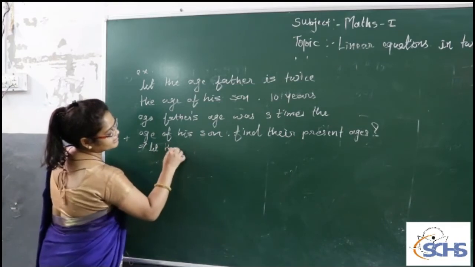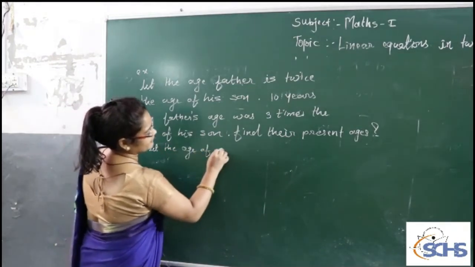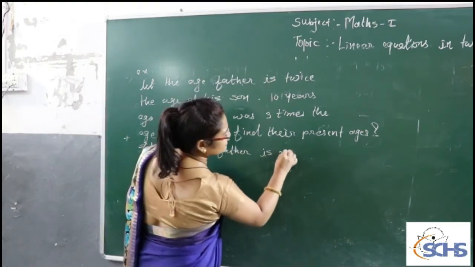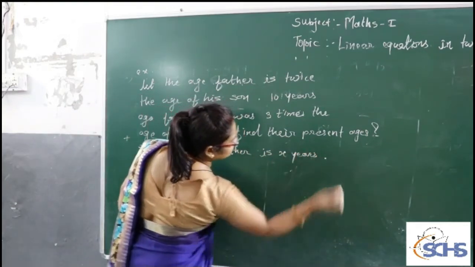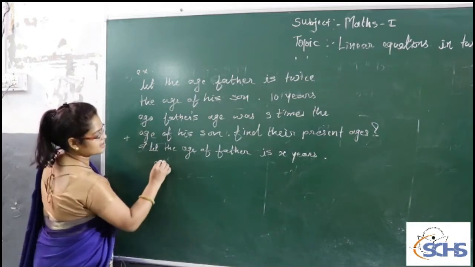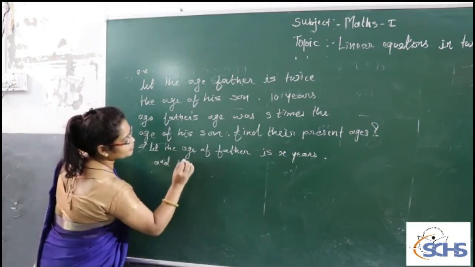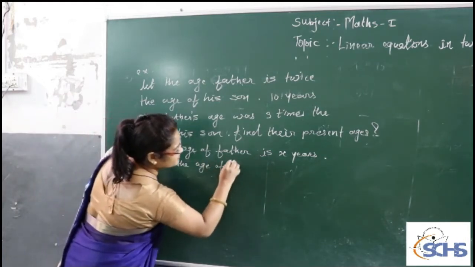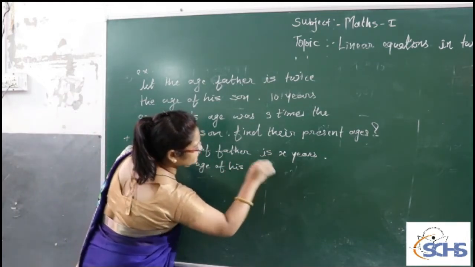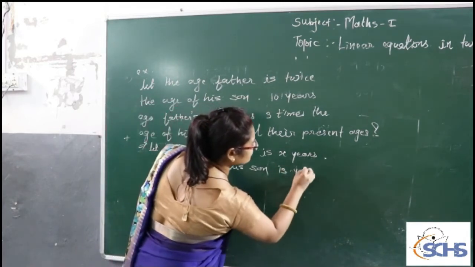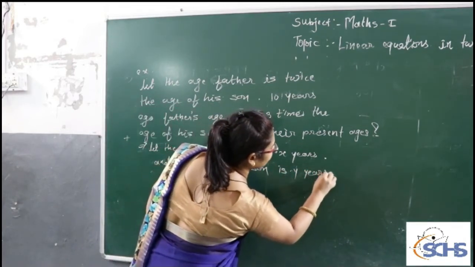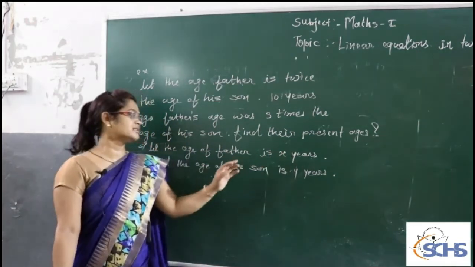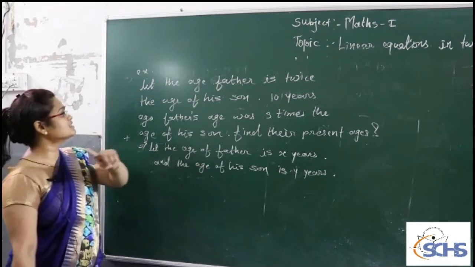Let the age of father is x years. Let the age of father is x years, and I am talking about the present age, and the age of his son is y years. Okay, I have taken, let the age of father is x years and age of son is y years. Now see the first condition.